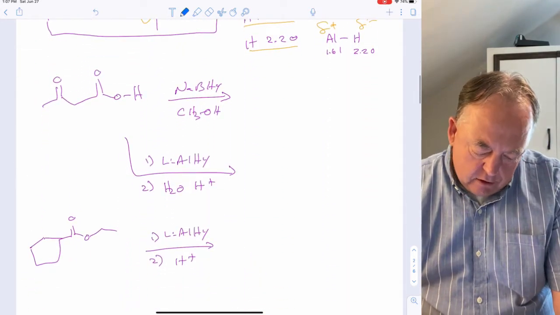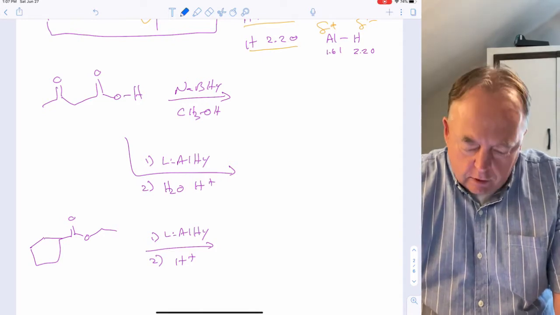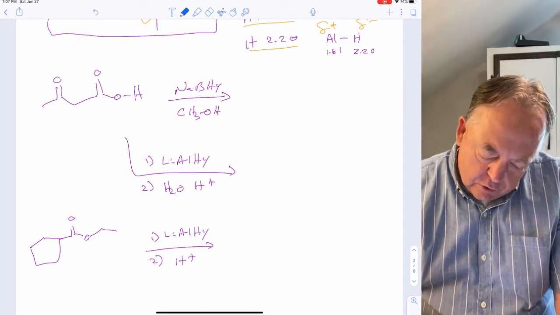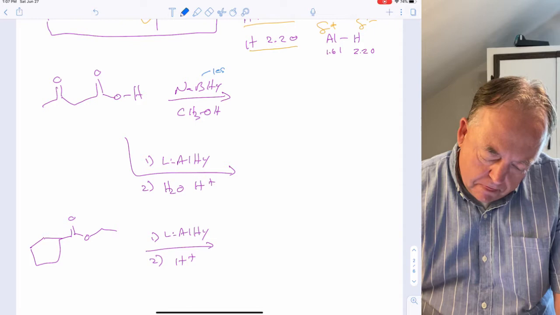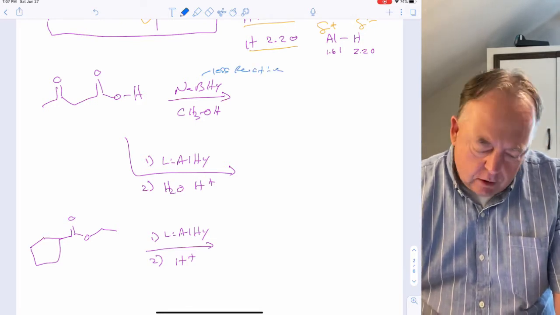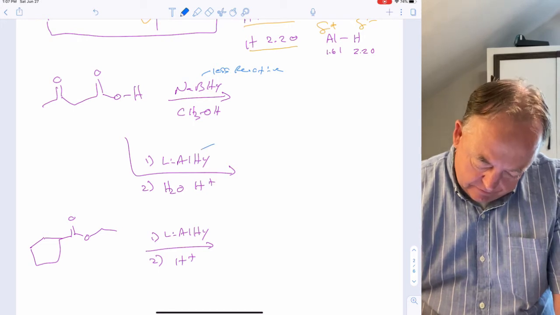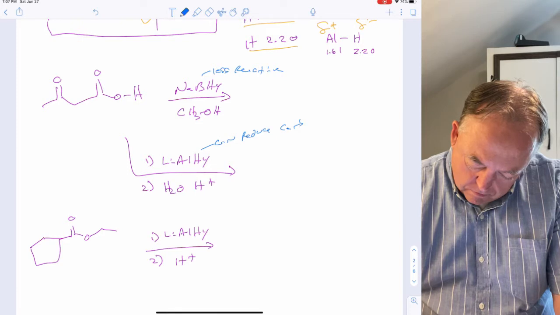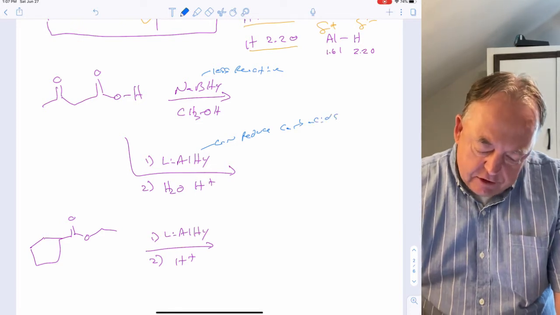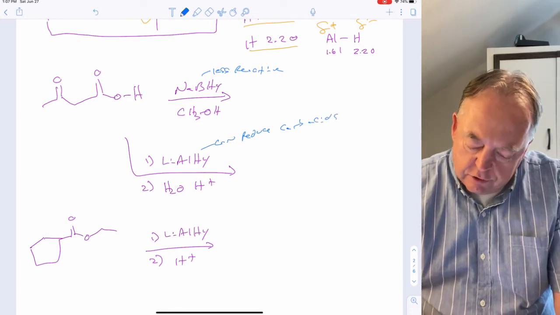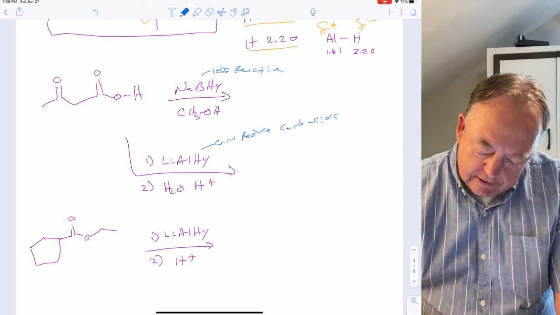Okay, so if we did the reduction of this molecule with sodium borohydride, this is much less reactive. It cannot reduce carboxylic acids, but LAH can. Same for esters. Sodium borohydride won't reduce esters or carboxylic acids.